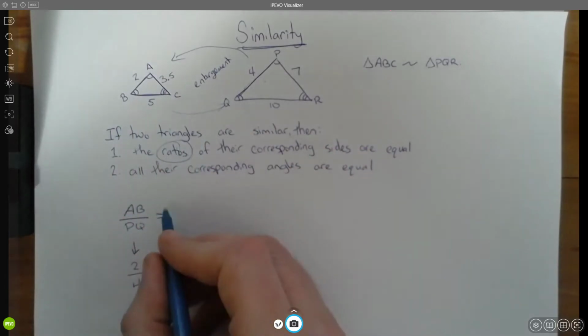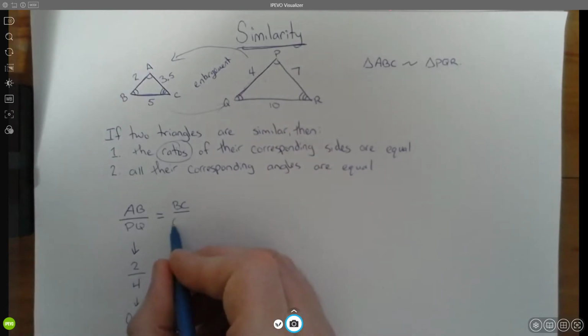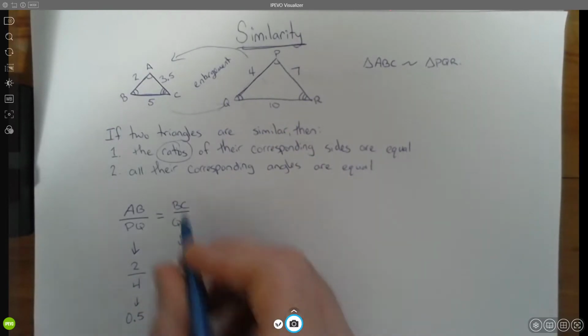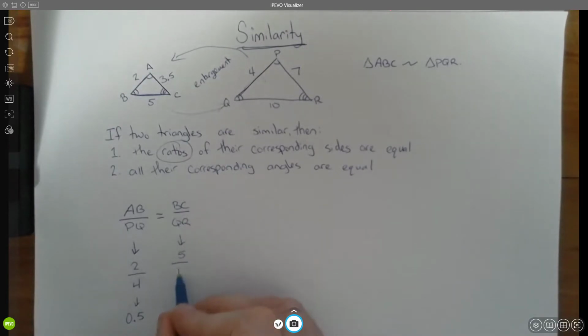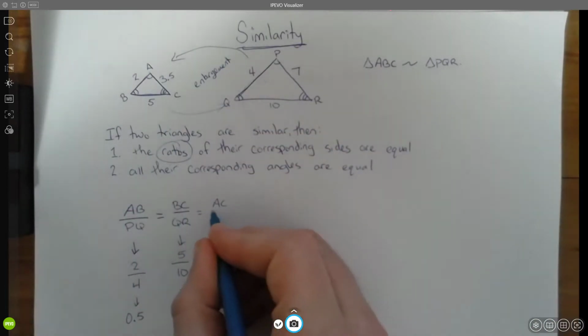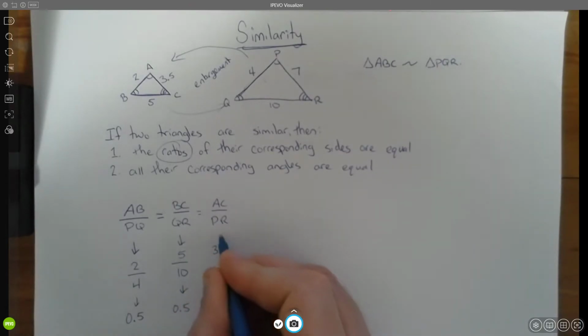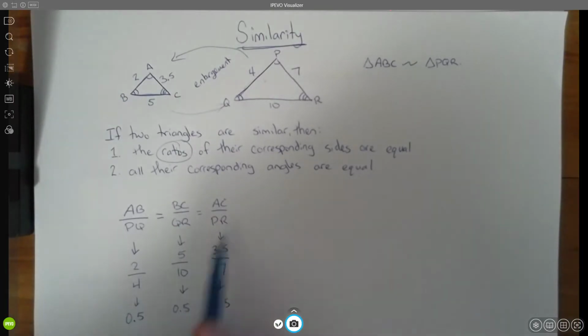on here. So side length BC compared to, or as a ratio of, side length QR, which is 5 to 10, or 0.5. And then if we take a look at the last one, AC to PR, or 3.5 to 7, which is 0.5. So once we know this bit of information, we can actually use that to solve missing side lengths.